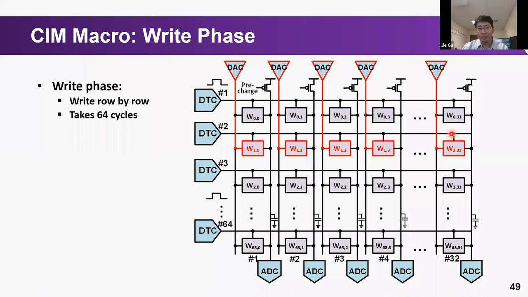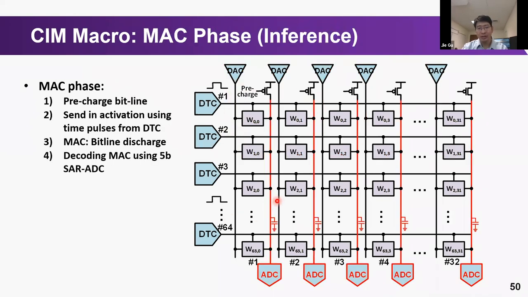In the right operation, this is our micro-array, where we have mixed-signal components in it. We have a DTC, which converts digital into a time pulse. We have an ADC, which converts the voltage back into the digital domain. And we have a DAC to write the analog voltage. Our write process takes about 64 cycles to finish. In our read process, which is the MAC inference job, we first pre-charge the bit-line voltage to high, then send the activation pulse through the DTC, and the bit line discharges. The bit-line voltage is the MAC result, which we pass through the 5-bit SAR ADC to convert into digital, and the ASIC performs some post-processing.